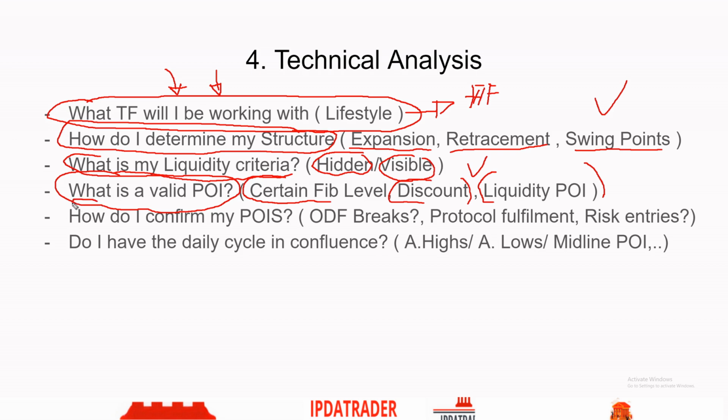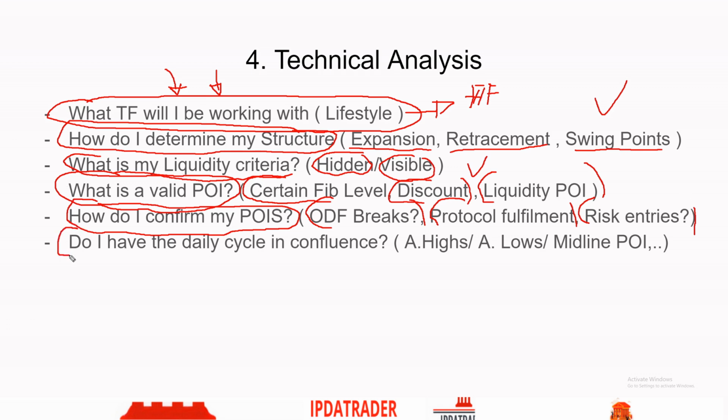Next thing over here, how do I confirm my point of interest? Well, you can base that around order flow breaks, which essentially our protocol is nothing but order flow breaks and monitoring order flow. Protocol fulfillment, you can absolutely stick to that. You've seen how it pretty much works, pretty phenomenal. So you can stick to that. You can use risk entries, whether that is at the 50% of the block, the opening of the block, or the low of the block. That is completely up to you. You can see there's multiple options over here.